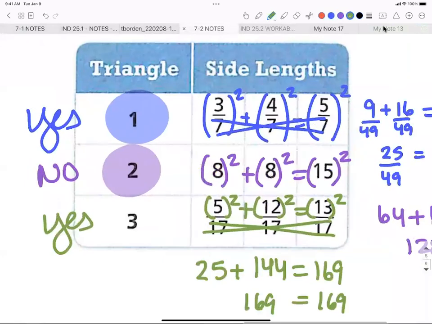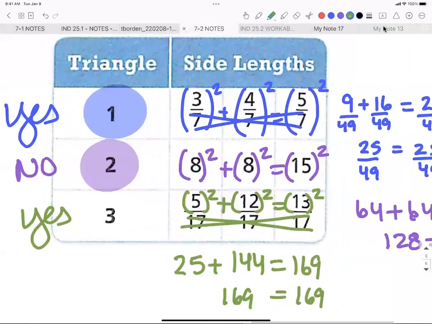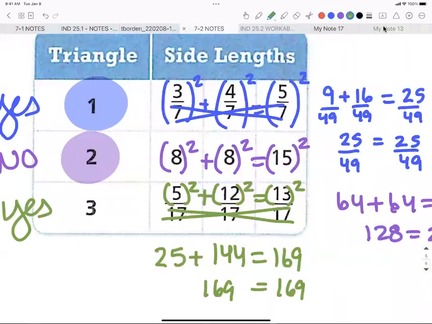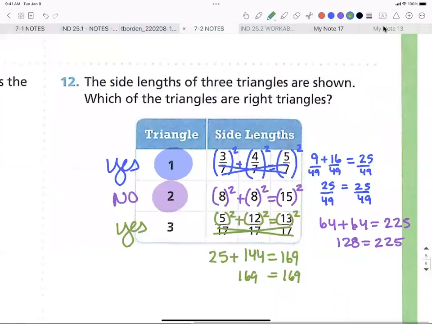So when you have one like this, you really do have to do 3 problems worth of work to answer one problem. Okay. You'll have another one like this on your homework where it asks you about student 1, student 2, and student 3. They all say they have a right triangle. Which one is correct? You got to test student 1, student 2, and student 3. Okay. That is all I have for you.